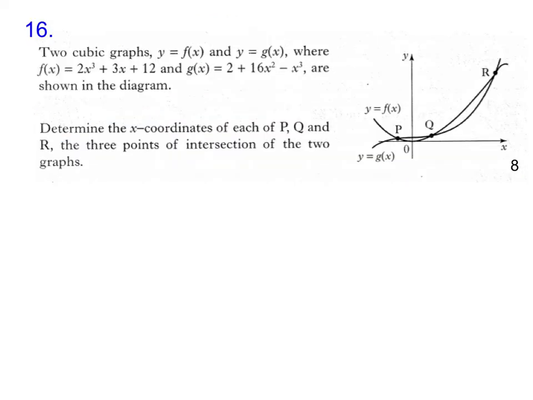Next one, we've got two cubic functions, f of x and g of x, and we're told what both are. We have to determine the x-coordinate of the points P, Q and R, the points of intersection. Anytime you have points of intersection, you set y equal to y. So you put your two functions equal to each other. So we're going to have 2x cubed plus 3x plus 12 equals all that other one.